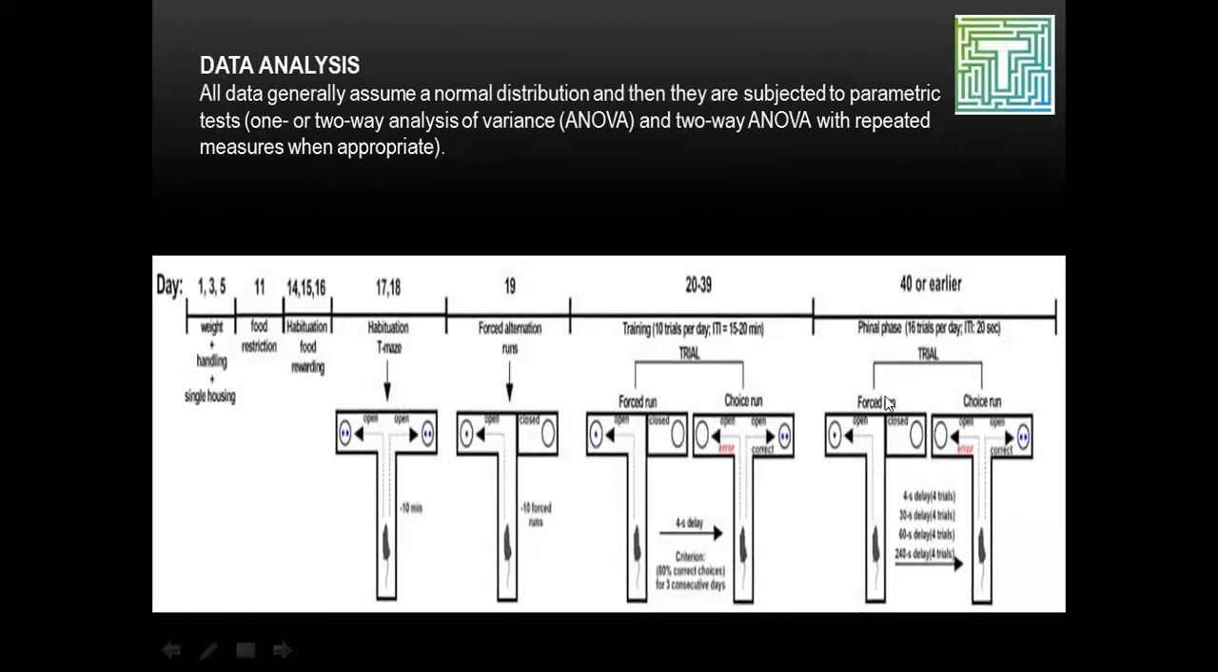Then on day 40 or earlier, there is the final phase. Once an animal performs consistently at the forced inter-run delay training, we add 3 additional delays, like 30, 60, and 24 seconds, besides the inter-trial delay of only 20 seconds. Mice are tested at all 4 inter-run delays for 4 consecutive days with 16 paired trials per day, 4 paired trials at each delay every day. Okay.